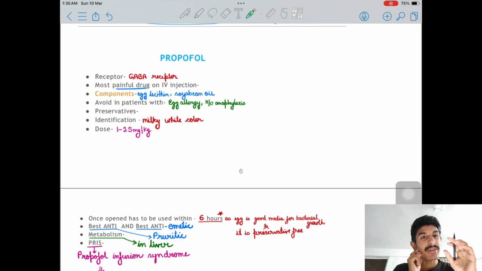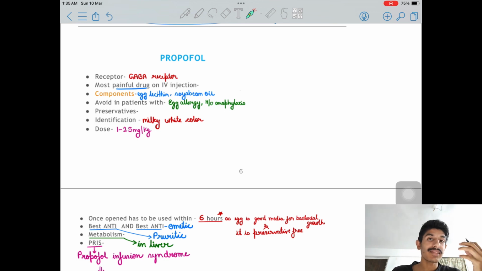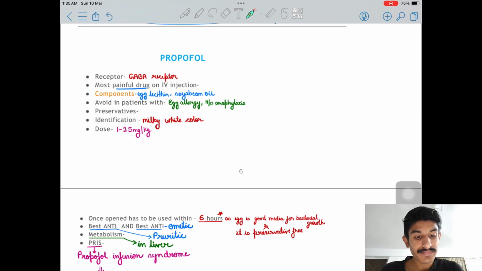Propofol. Whenever there is an IV agent question and you don't know the answer, always mark propofol, because it is mostly used in daycare surgeries and other procedures. If options are given and you don't know the answer, always mark propofol, because most of the time that answer will be correct. It acts on the GABA receptor. It is the most painful drug.